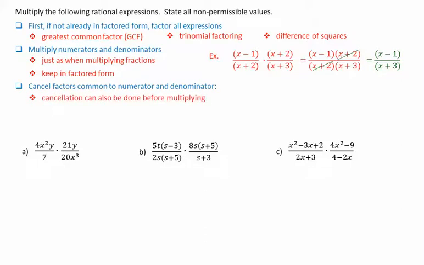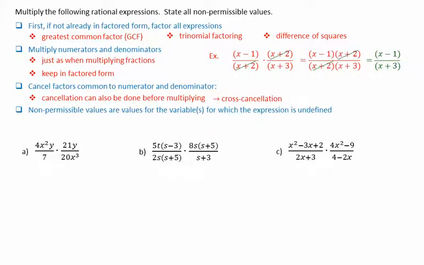Note that the cancellation can also be done before the multiplying. This is called cross cancellation and is similar to what we can also do for fractions. So before multiplying, we can cross cancel the x plus 2.